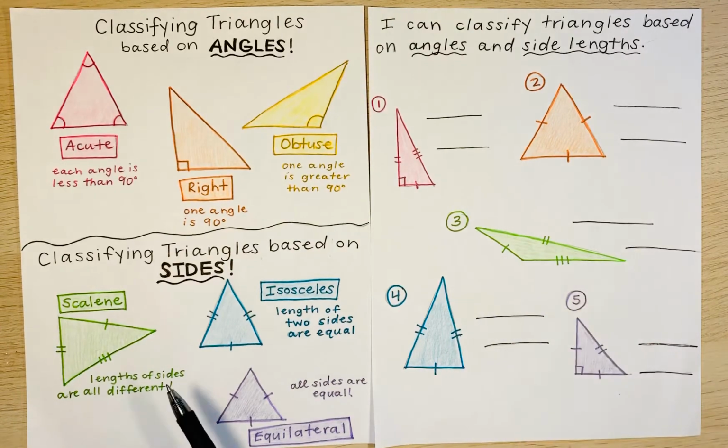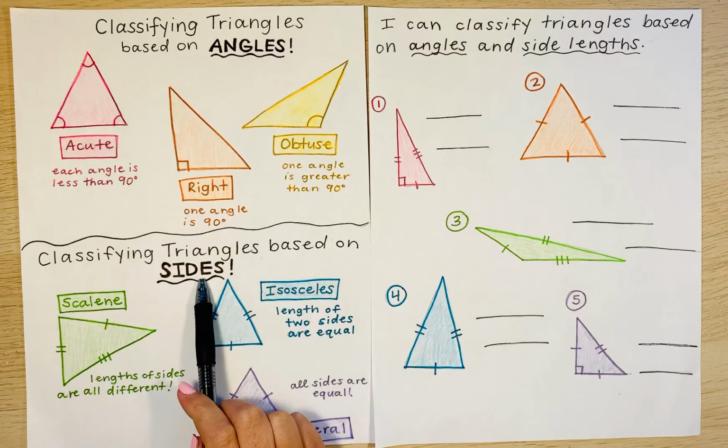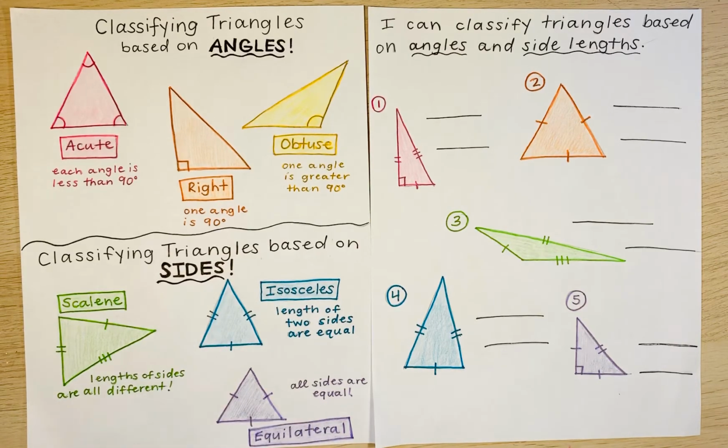Now, down here we can classify triangles also based on their sides. So I want you to pay attention to the side lengths in each of these. First, let's talk about an equilateral triangle. In an equilateral triangle, all sides are equal, and you'll be able to tell this by the little tick marks on the side. You see how there's one tick mark on each side? That means they are equivalent.